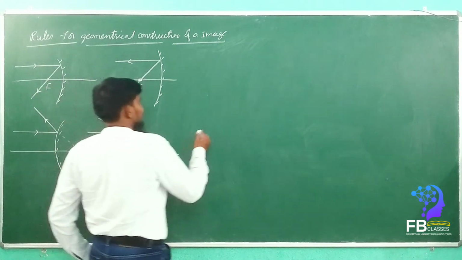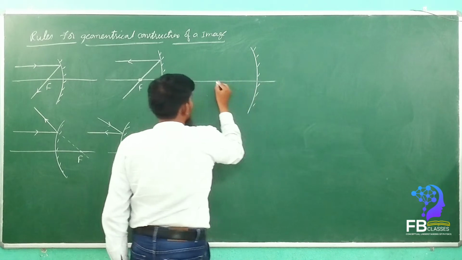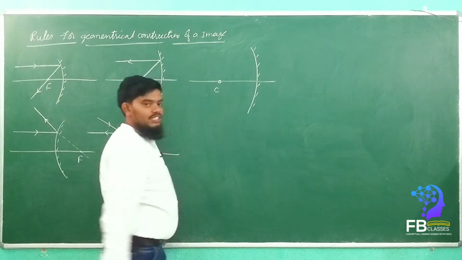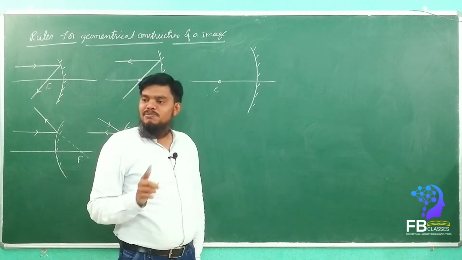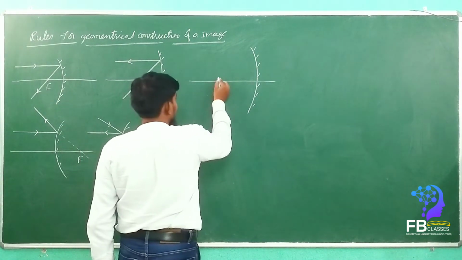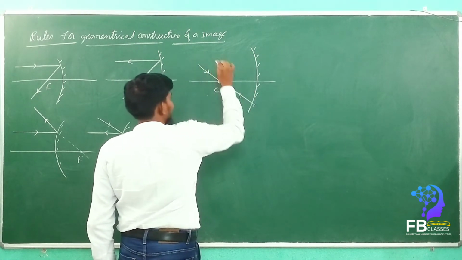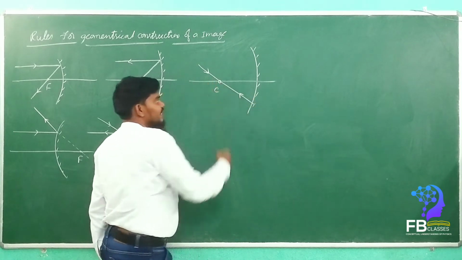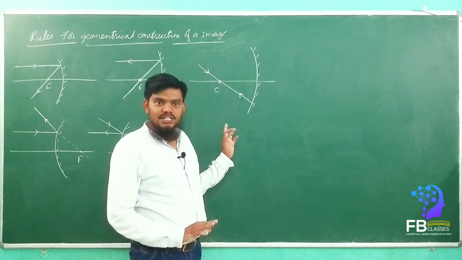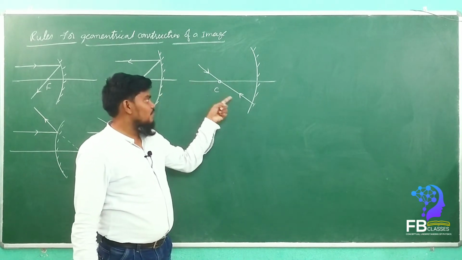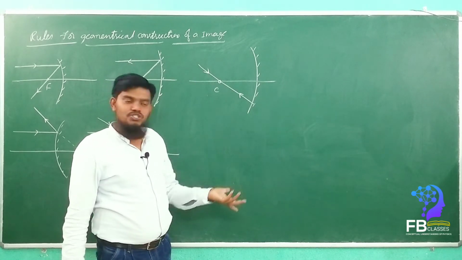That is the second rule. The third rule says that if the light ray passes through the center of curvature, it will trace back its original path. That means if the light ray comes like this, this is an incident ray, and after the reflection, the reflected ray traces back its original path. It won't deviate anywhere.